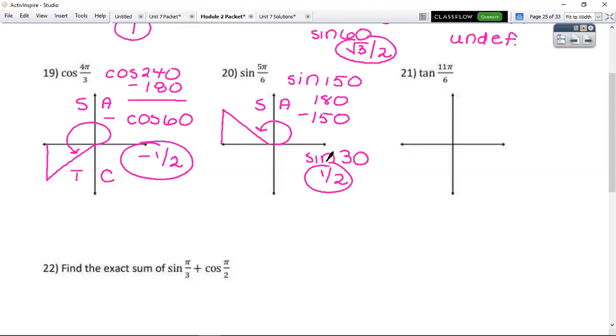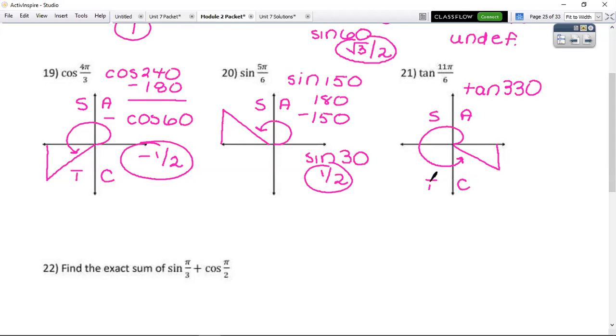All right, 21, tangent. So I am going to go 11 times 180 divided by 6. And I am equivalent to the tangent of, did you guys get 330? Good. So where's 330 this time? Fourth quadrant. Yep, I gave you one of each. You're going to go ASTC, because tangent is negative there.